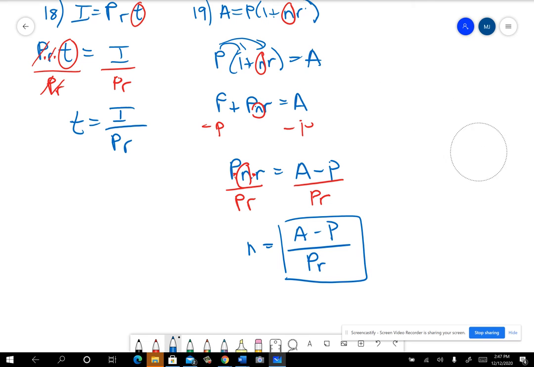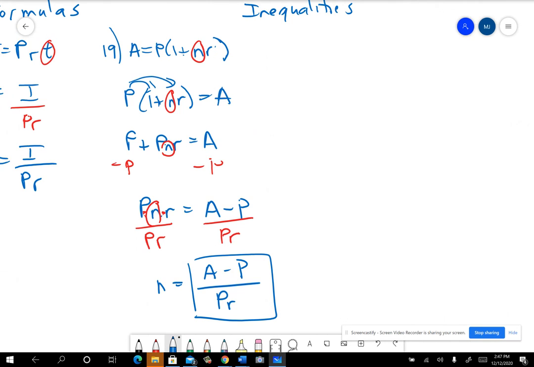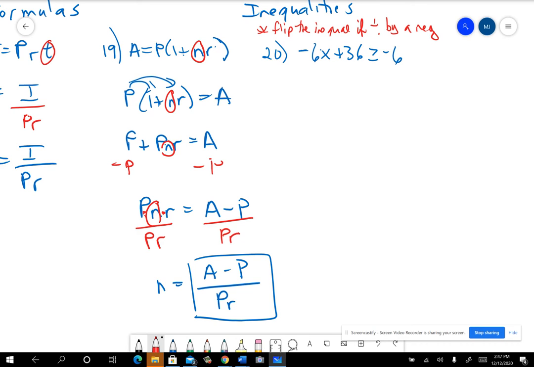Okay. Now with inequalities, that's the other thing we could do, linear inequalities. All right, what I want you to think about, the second you see an inequality symbol, if you're trying to solve something like number 20, negative 6x plus 36 is greater than or equal to negative 6. The first little mental reminder I want you to make is flip the inequality if dividing by a negative. Okay? That's the first thing you should think, negative number.